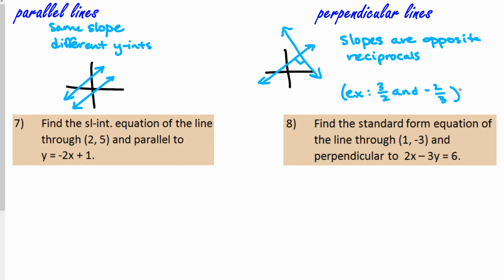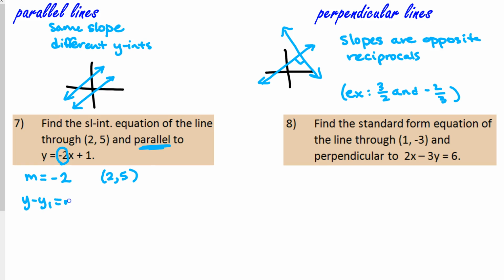Okay, let's do these examples. Find the slope-intercept equation of the line through (2, 5) and parallel to y equals negative 2x plus 1. One way to approach this would be to start by graphing. You can graph the line you're given, you can plot the point you're given, and you can visualize the situation. That's a great idea. Another thing to do is remember that parallel lines have the same slope. And looking at this equation here, the slope is negative 2. So we're looking to write the equation of a line that has a slope of negative 2 and goes through the point (2, 5). Well, if you have the slope and you have a point, might as well use point-slope form.